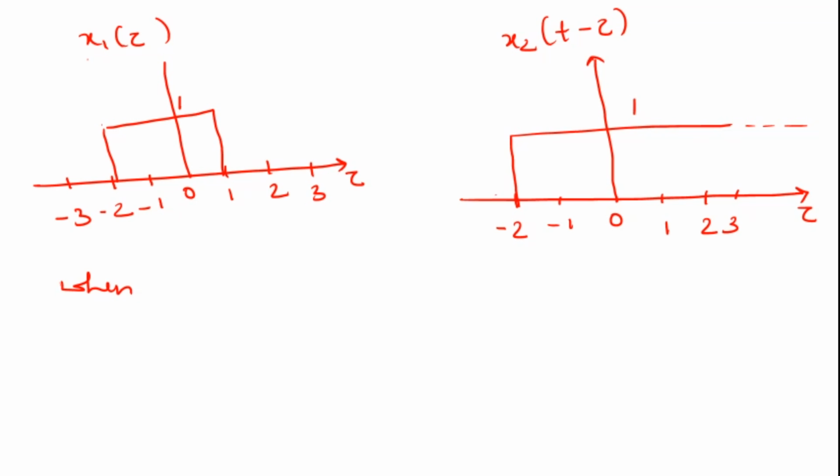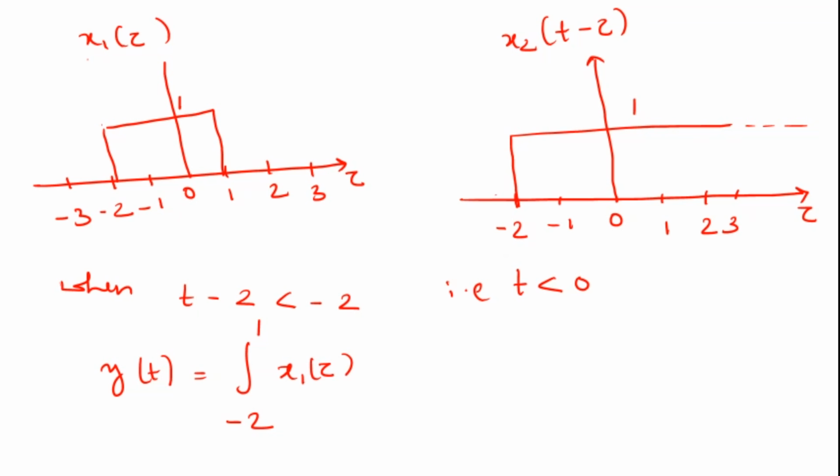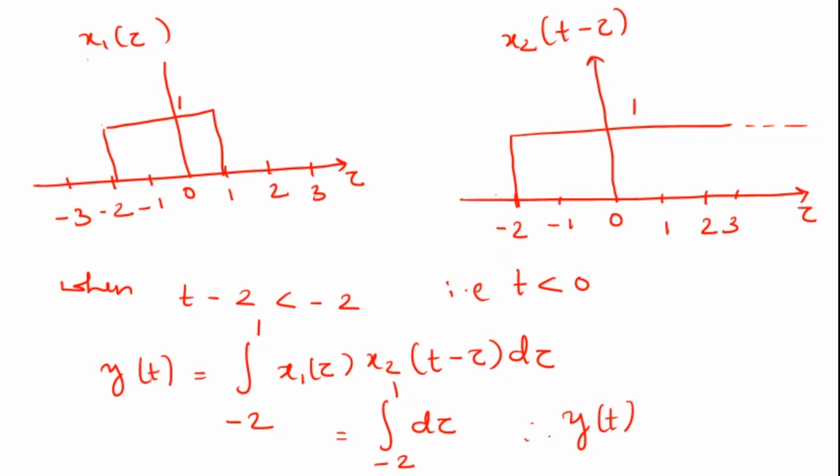Now, when t minus 2 is less than minus 2, that is t is less than 0, we get y of t is equal to integration minus 2 to 1 x1 of tau into x2 of t minus tau into d tau, which is equal to integration minus 2 to 1 into d tau. Then it is 1 minus of minus 2, that is equal to 3. Therefore, y of t is equal to 3 when t is less than 0.